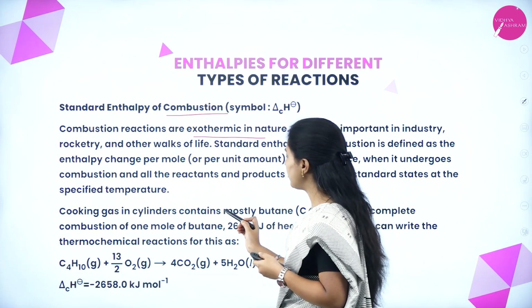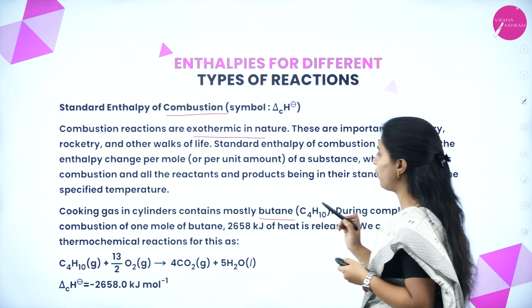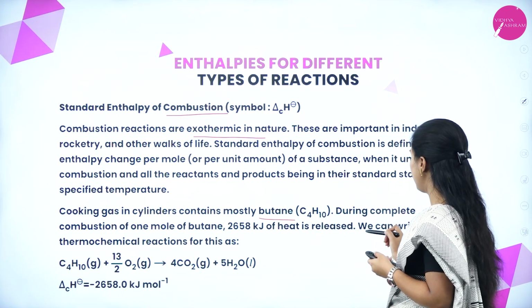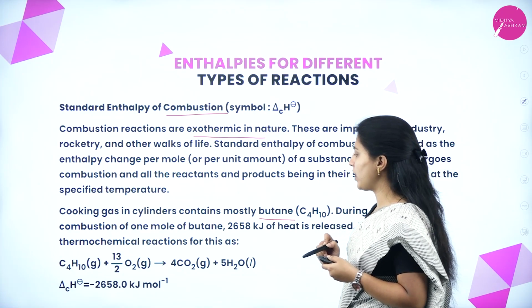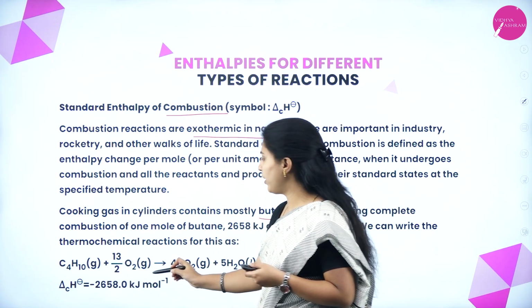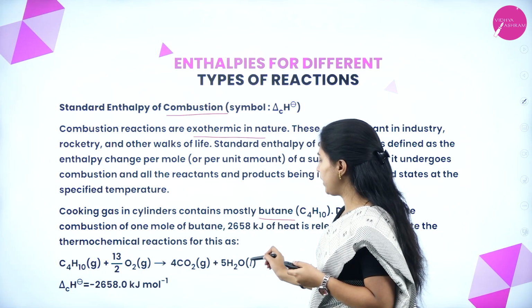Cooking gas in cylinders contains mostly butane. During complete combustion, for 1 mole of butane, 2658 kilojoule of heat is released. We can write the thermochemical reaction of this. This is butane plus oxygen, 13 by 2 O2, giving carbon dioxide and water.